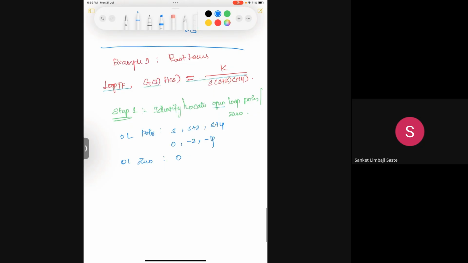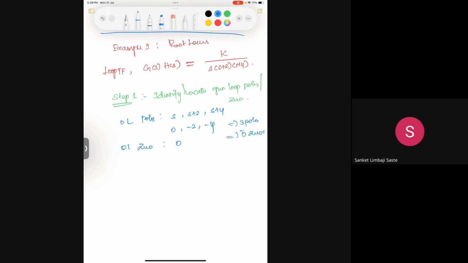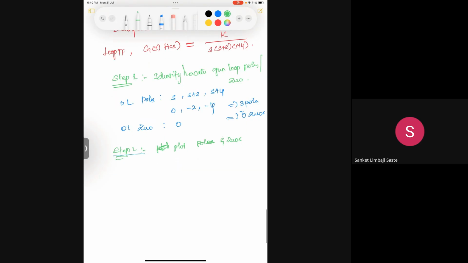Okay. Right. So it has 3 poles and 0 zeros for now in this particular example. This is the first step. The second step is to plot poles and zeros. This helps us to visualize the system properly.